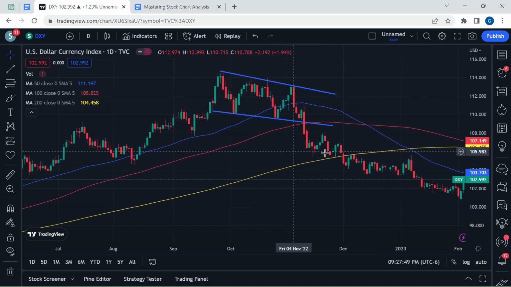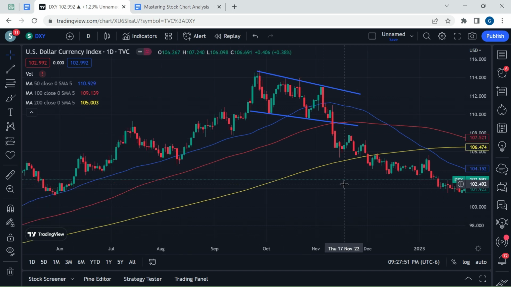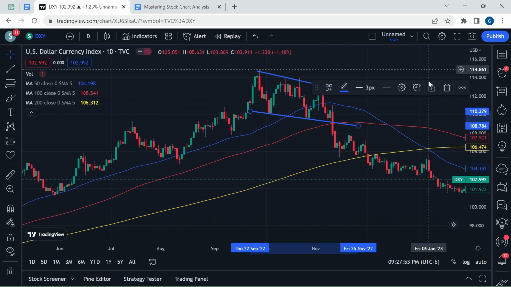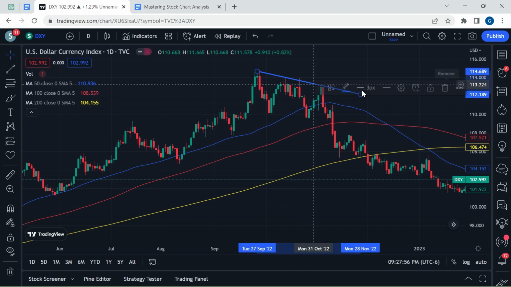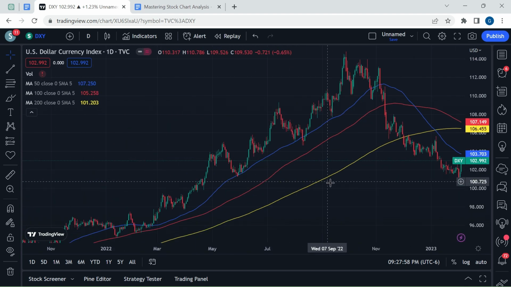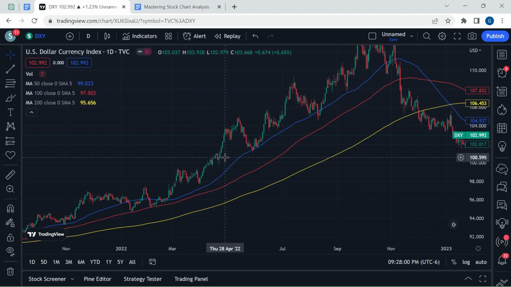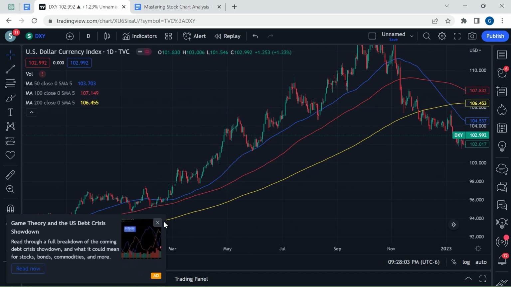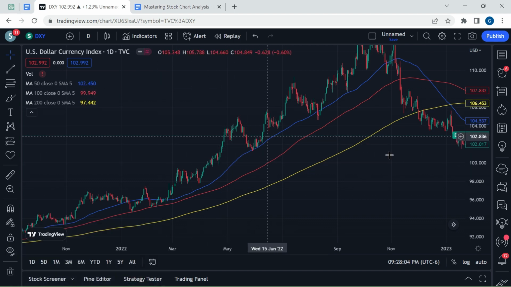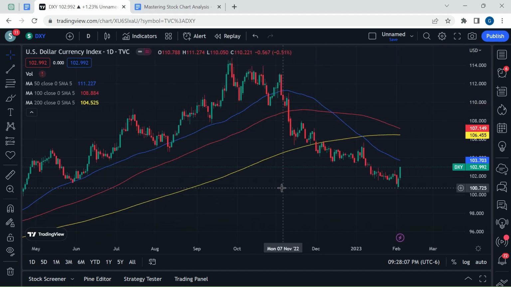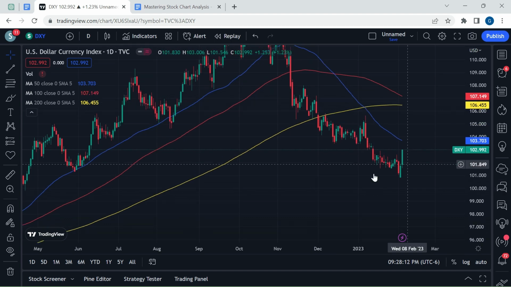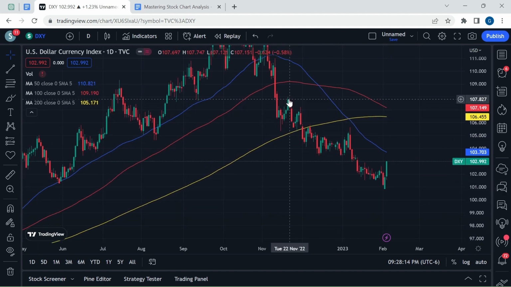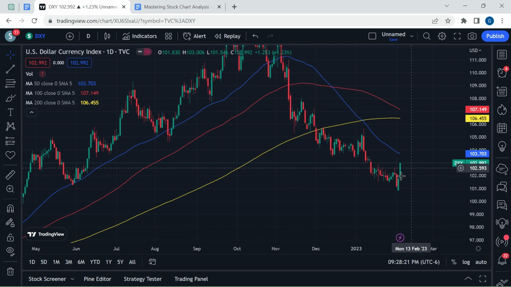So that is pretty much the basics for determining trends, using trend lines, using price action. Price action meaning identifying these higher highs and higher lows, or lower highs and lower lows. So you can see lower high, lower low, lower high, lower low. So that would be considered going into a downtrend.